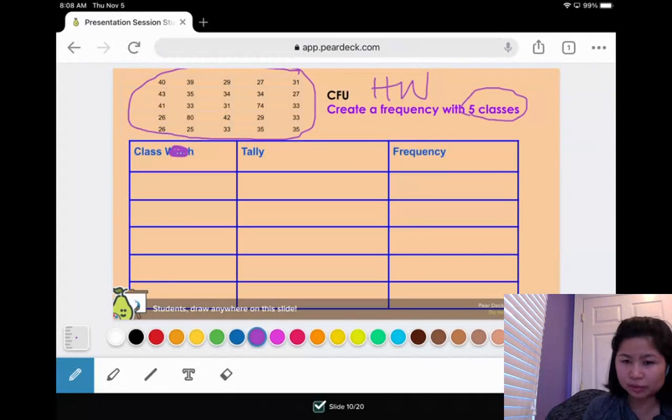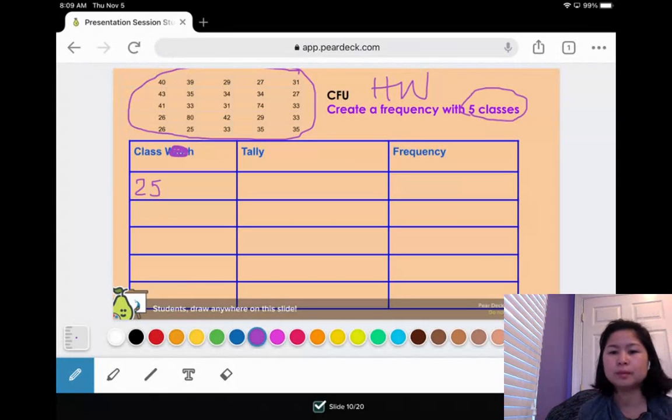I'm going to start with my first class. I'm going to start with the lowest value. In here, my lowest value is 25. That's what I'm going to start with. So number 1, I start with my lowest value. Where's that number? It's right here. The lowest value is also called the lower limit. So I'm going to start with this 25.